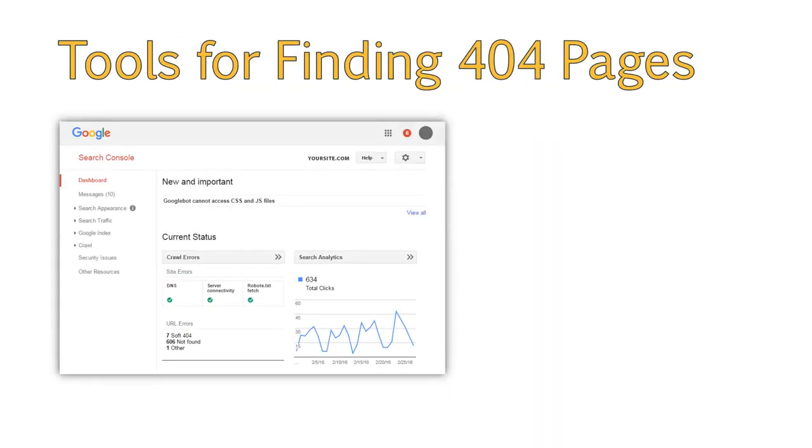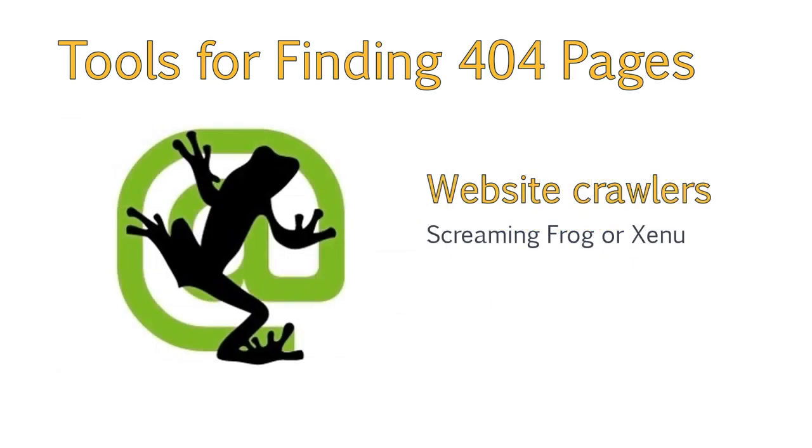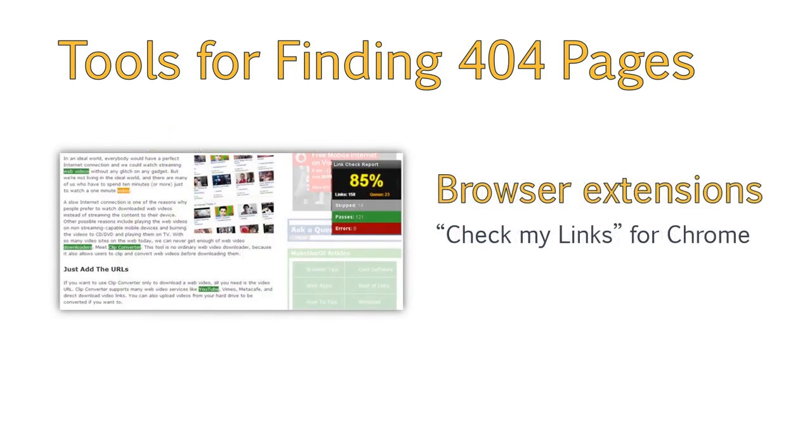There are a variety of tools you can use to find 404 pages within your site. Google Search Console, previously known as Google Webmaster Tools, will provide you with a report of all 404 pages it discovers. This report can be downloaded so you can review the individual URLs or spot patterns. You can also crawl your site with a tool like Screaming Frog or a similar tool like Xenu. These tools provide detailed reports on broken links. There are also browser extensions. One for Google Chrome is called Check My Links, and this helps to spot internal links that are broken and leading to 404 pages.